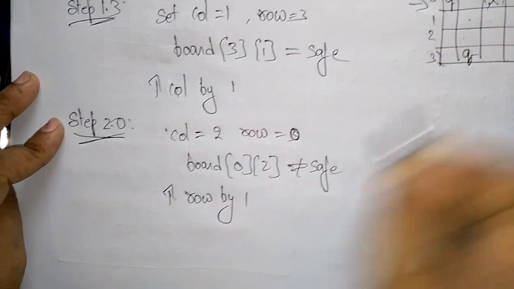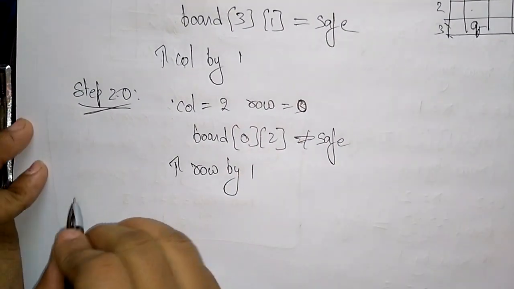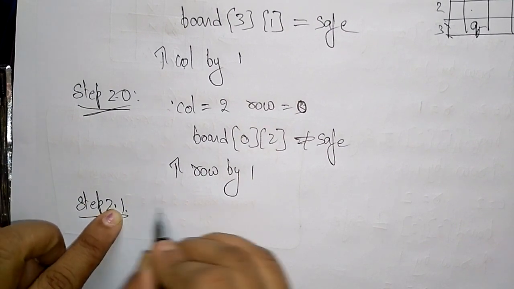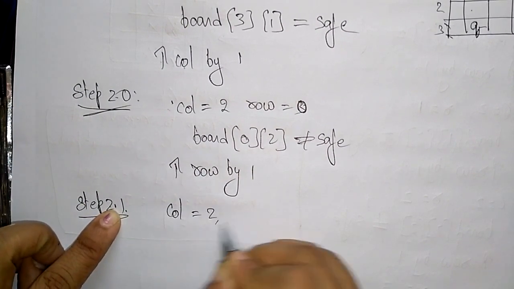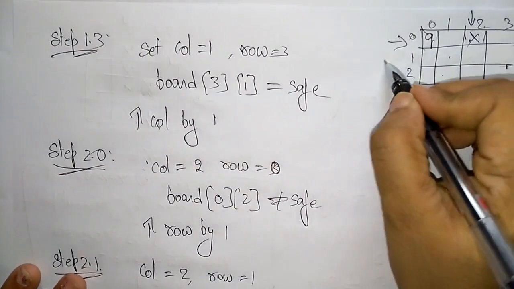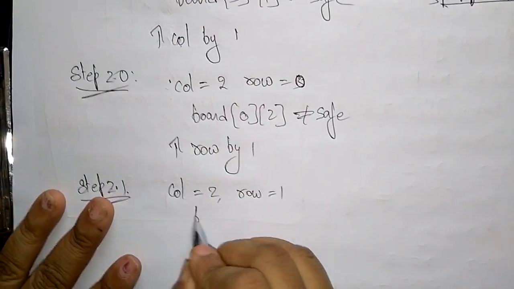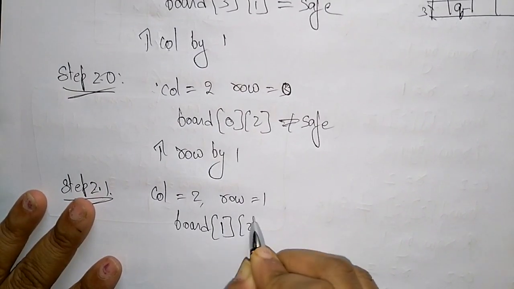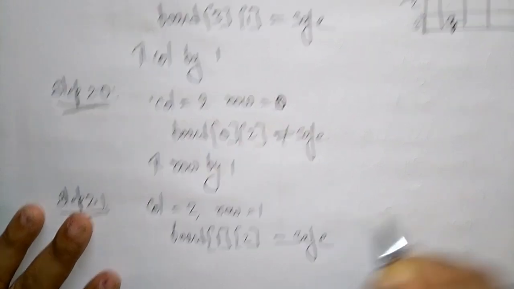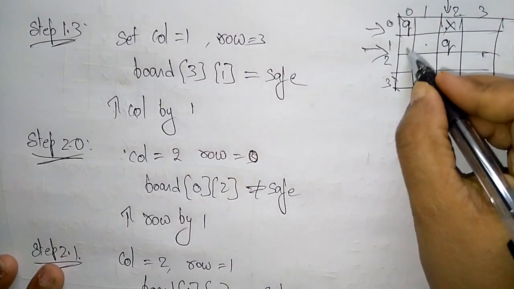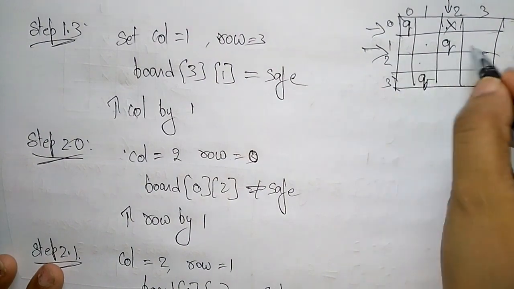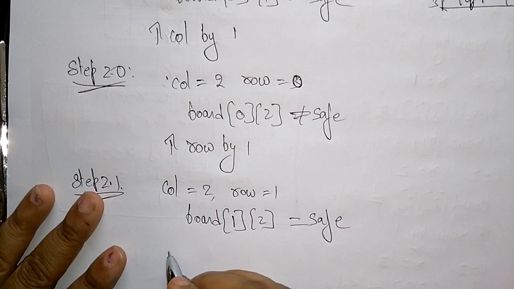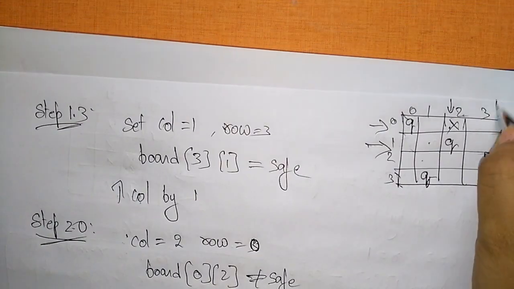Whenever it is not safe, you just increment row. Don't go for the column. Don't skip the column. Now check 2,1, second column and the first row. Column 2 and row 1 means you are checking here. So is it safe or not? Just check board of first row and the second column is safe or not. Yes, it is safe because it is not forming diagonal and there are no Qs on the row. So this is safe. So whenever it is safe, now increment column by 1.